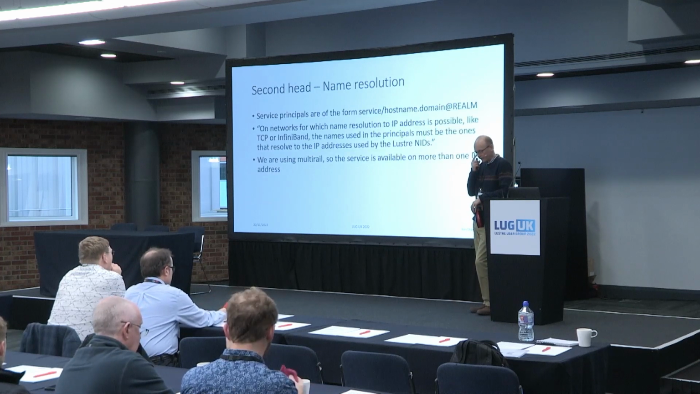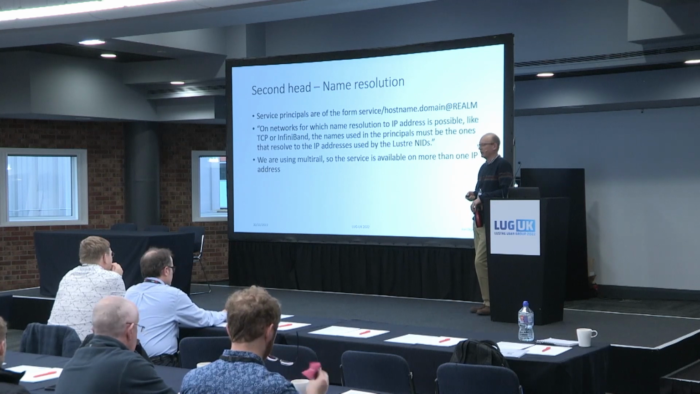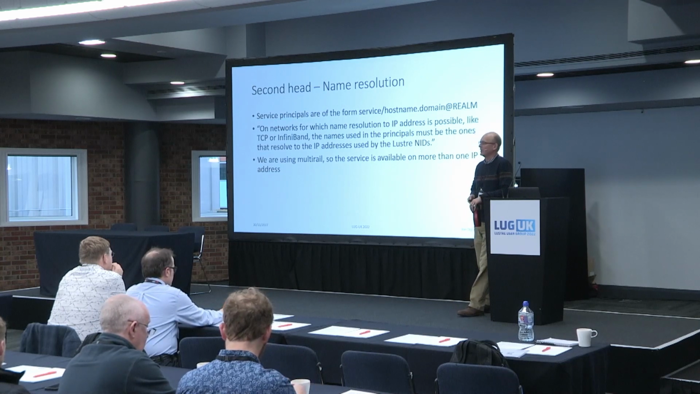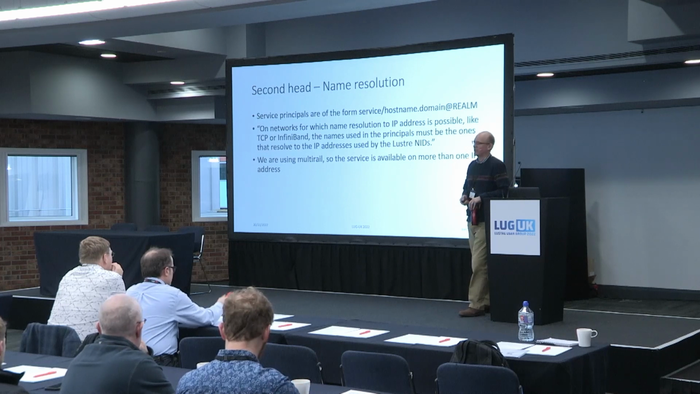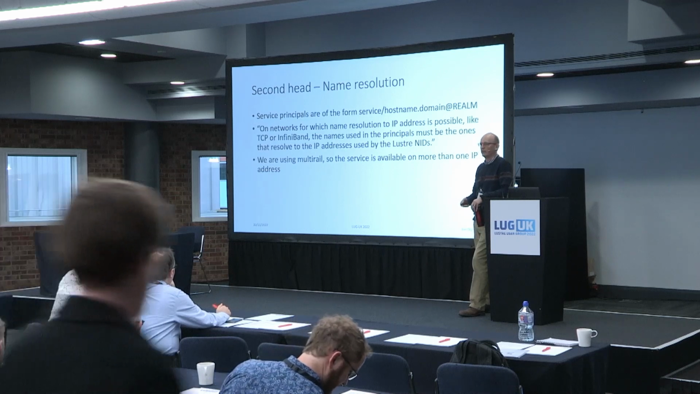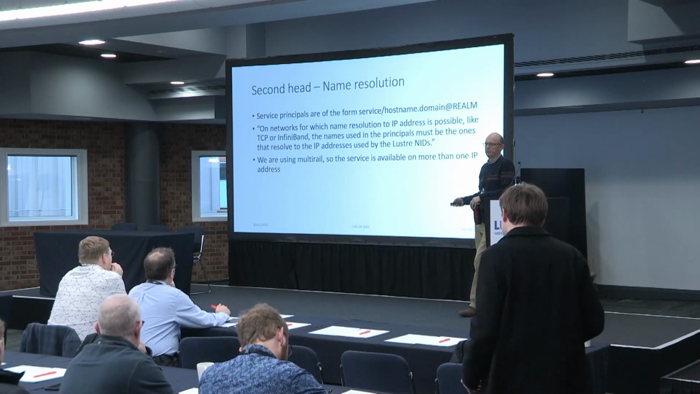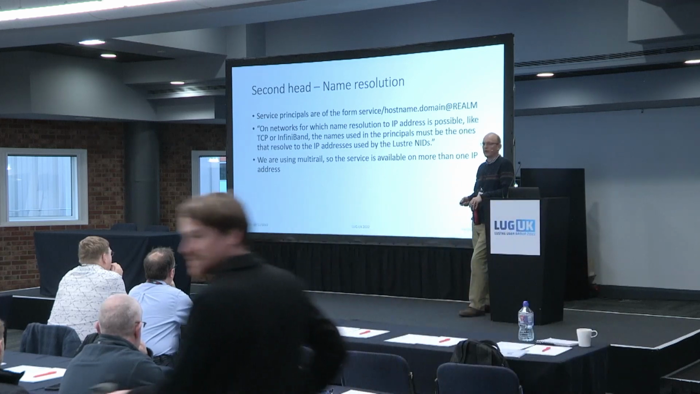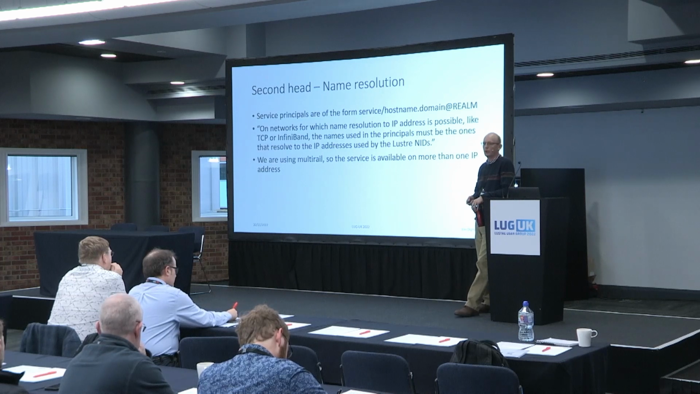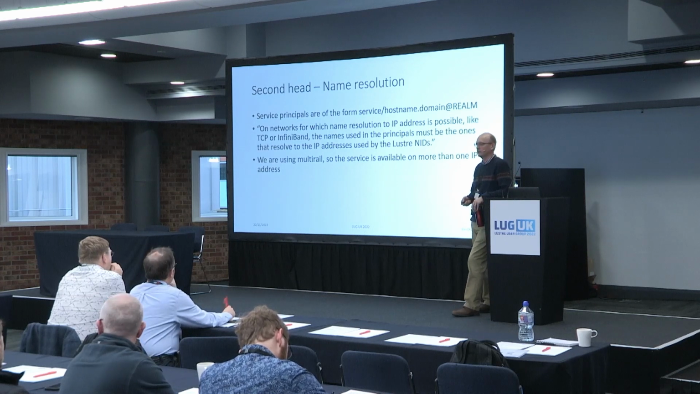Head number 2 is name resolution, and this I think is an area where Lustre features have marched on past the documentation. So a Kerberos principal, or a service principal, has an identifier of the form service/hostname.domain name at realm. Now the service bit is defined by Lustre. There are 3 or 4 service names, parts of the service name that you have to register for Lustre. The realm name is defined by your Kerberos instance.